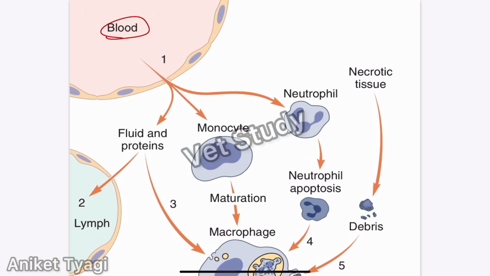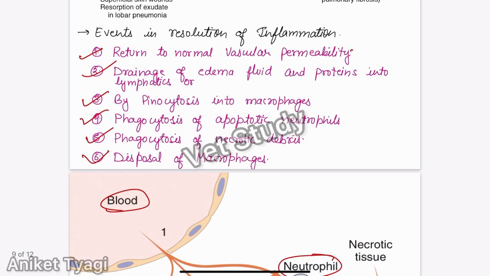When there is exudation of three things. What are these three things? Fluid and protein, monocyte and neutrophils, right? So it is the exudation, and this exudation should be prevented for the reparation, for the resolution. So the first step is the return to normal vascular permeability.